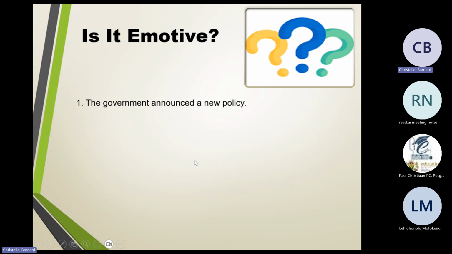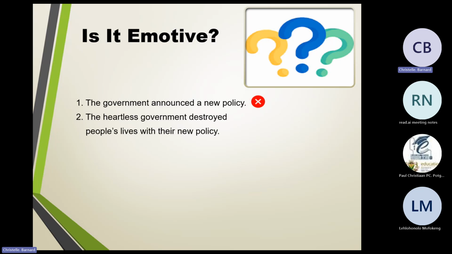Say, number 1, the government announced a new policy. We have "new", but "new" doesn't really create a feeling of excitement in me. So do you think that's emotive? If you said no, then you are correct.